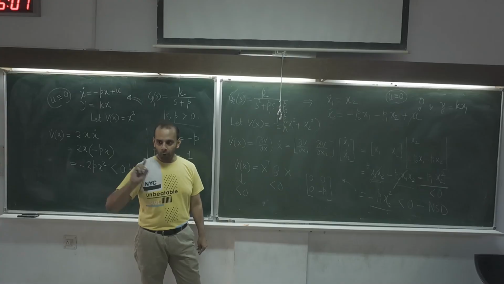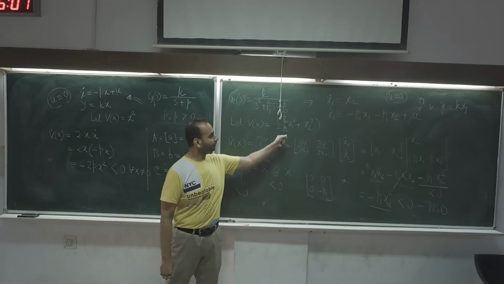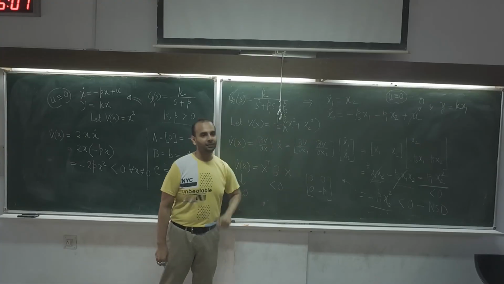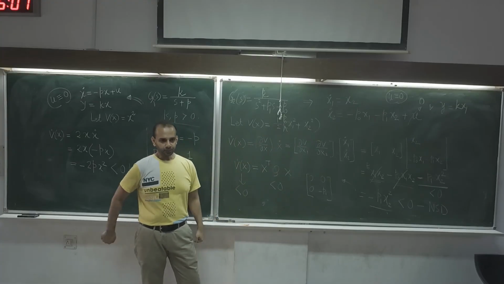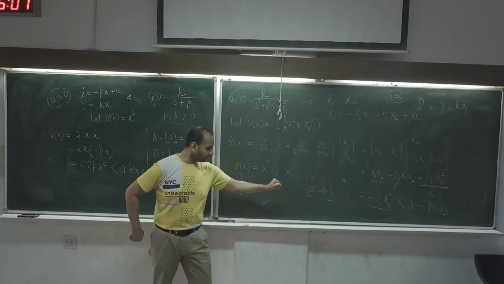So now your home task will be to find out which V we should add or change so that we can establish that it's globally asymptotically stable. Okay? This is the concept.